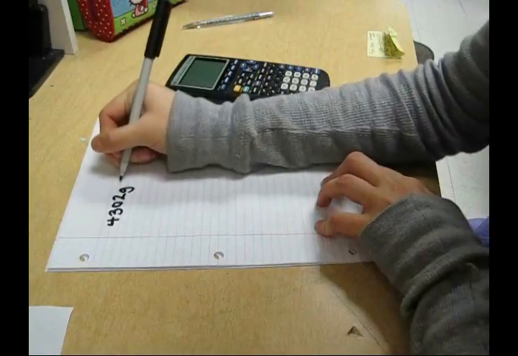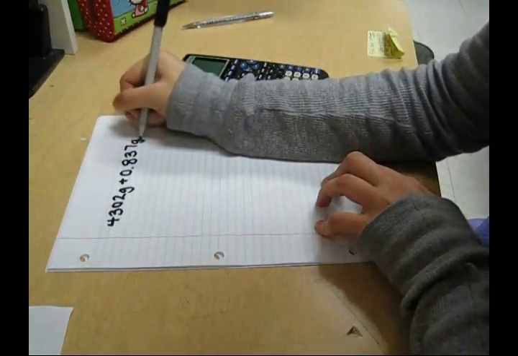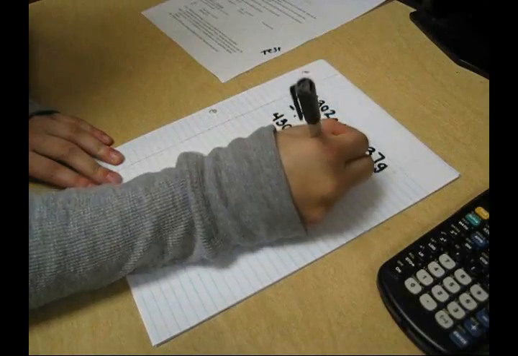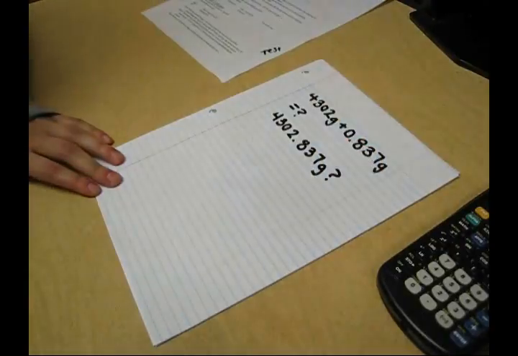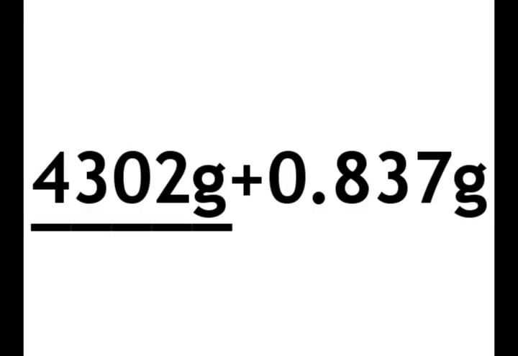Let's try this with another addition problem. If you had 4,302 grams of substance and you wanted to add 0.837 grams to it, what would the answer be? Would it be 4,302.837 grams? Nope, it's actually 4,303 grams. How's it 4,303? Simply because 4,302 in the problem is the least accurate number, and it has 4 significant figures, making it so that the answer must be rounded to 4 significant figures, giving us 4,303.